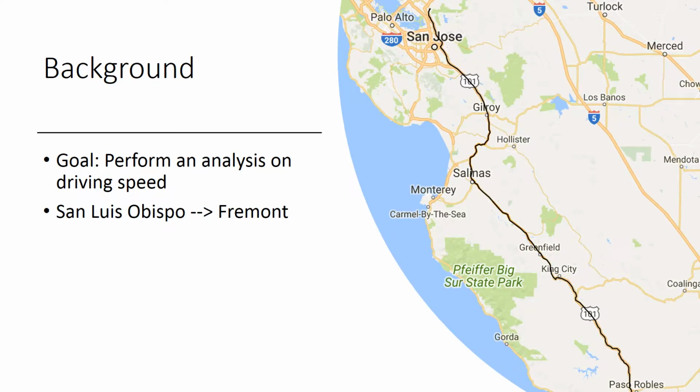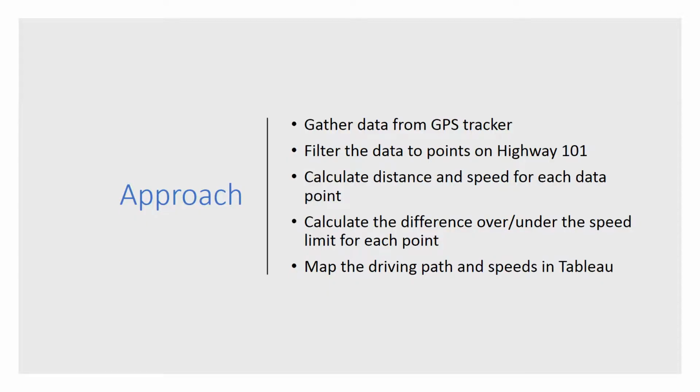My goal was to perform an analysis on my driving speed on a trip from San Luis Obispo to Fremont, California. This is a trip I perform often from Cal Poly, where I go to school, to my hometown of Fremont. I focused the analysis only on the time I spent driving on Highway 101, which is almost the entirety of this trip. I was interested in finding possible patterns or trends in my driving speeds and to find out things like the areas where I drive the fastest or how often I'm over the speed limit.